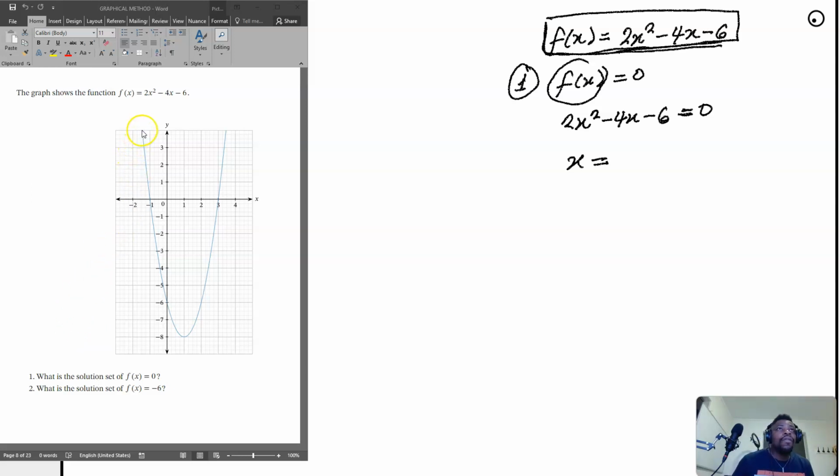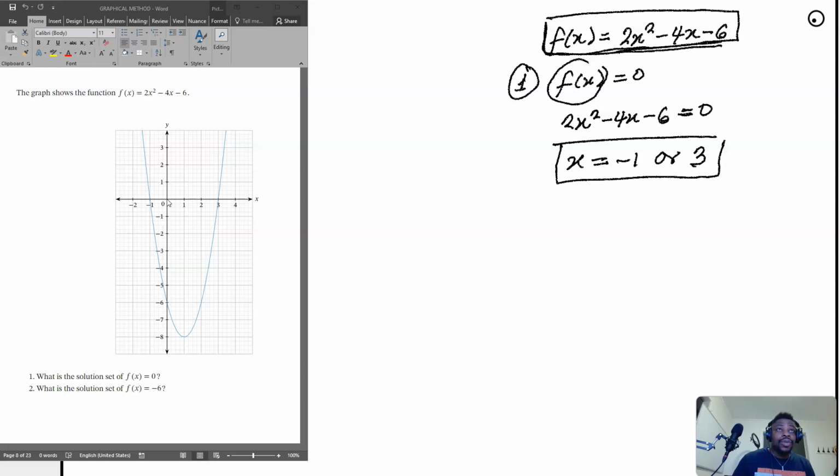So where is our curve cutting the x-axis? It's cutting at minus 1, so x is minus 1, or it's cutting at plus 3. So that is the answer in that case, because we are asked to find f of x equal to 0. Our f of x is already the curve, so where the curve cuts 0 simply means when y is equal to 0, when f of x is 0, and this is f of x 0 here at this point.